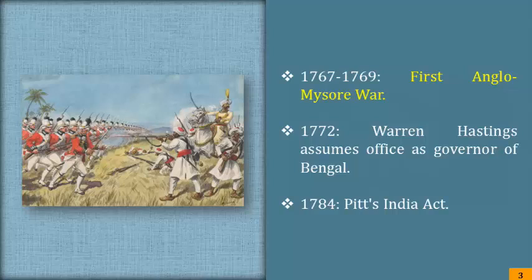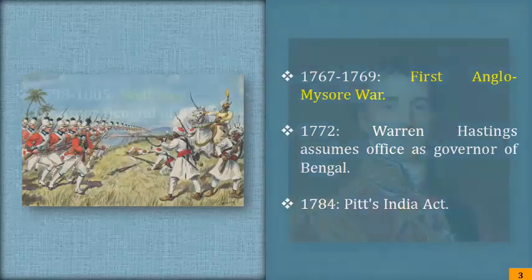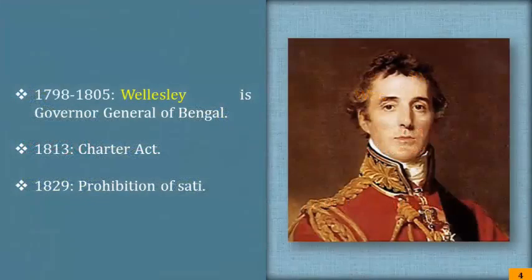1772. Warren Hastings assumes office as Governor of Bengal. 1784. Pitt's India Act. 1798 to 1805. Wellesley is Governor-General of Bengal. 1813. Charter Act. 1829. Prohibition of Sati.